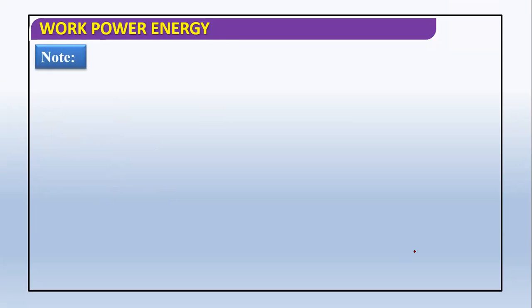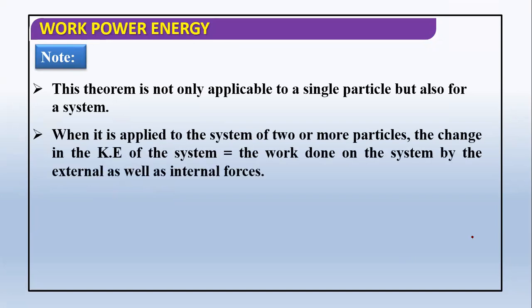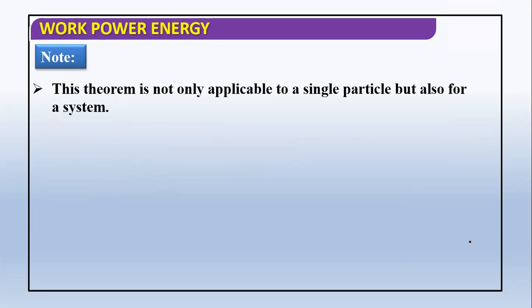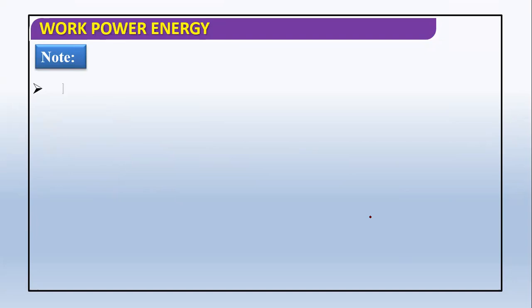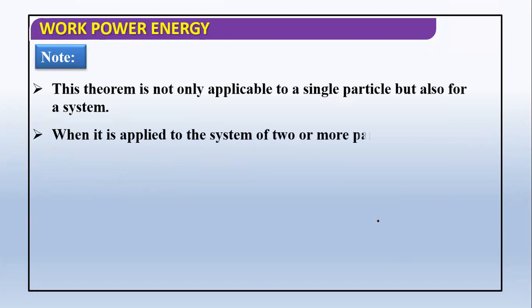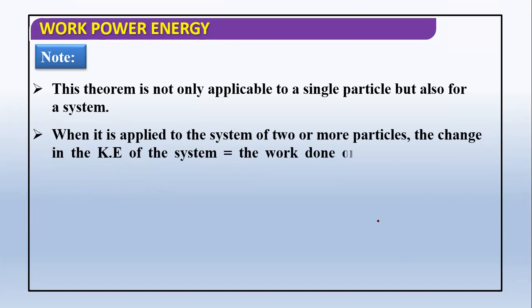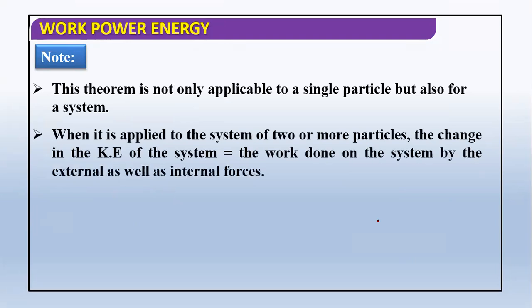These are the points we should know. This theorem is not only applicable to a single particle, but also to a system. If you have a large number of particles, then it is also applicable. We will see examples. Second, when it is applied to a system of two or more particles, the change in kinetic energy of the system is equal to the work done on the system by the external forces as well as internal forces. This means we have to consider the work done by all forces, not only external forces. We will see that.